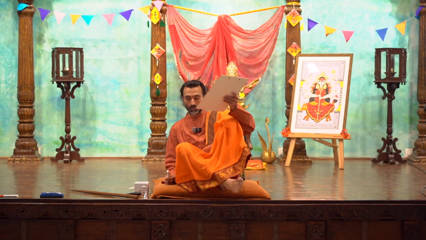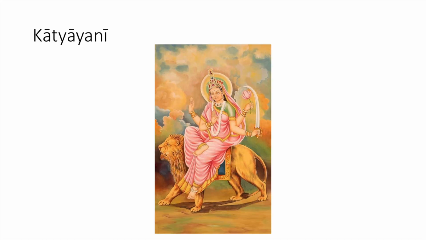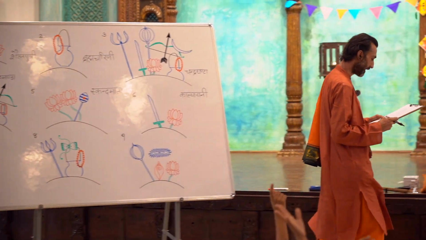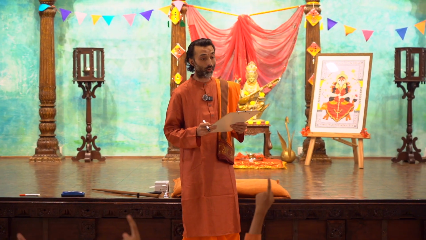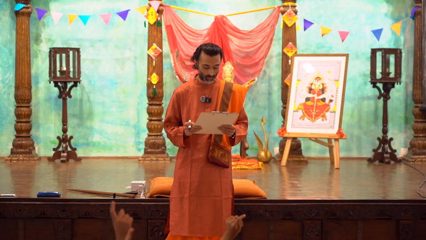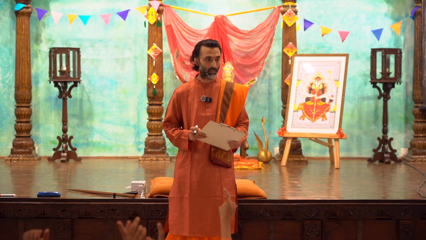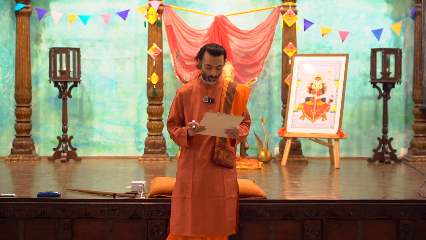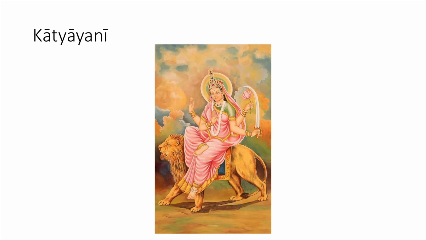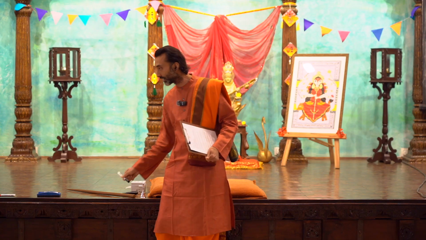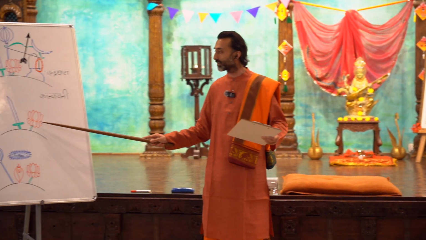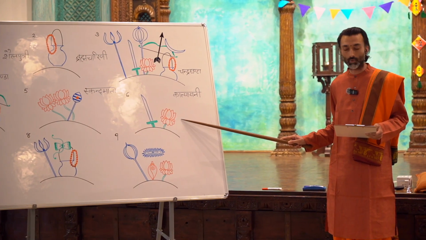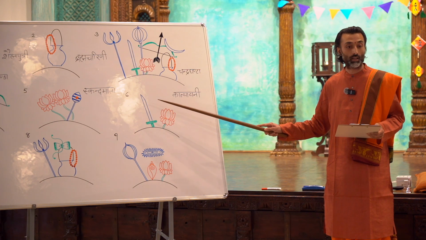And let's see how the artist has depicted her here. Kātyāyanī. What does she hold in her hand? Talwar. Talwar is sword, okay? She holds a khadga, sword. What else do you see in her hand? Lotus. Lotus, Kamal. Again, Kamal, lotus and sword. And she is also riding a lion, correct. So here you see lotus and sword. What is lotus called in Sanskrit? Kamal. And sword? Khadga.